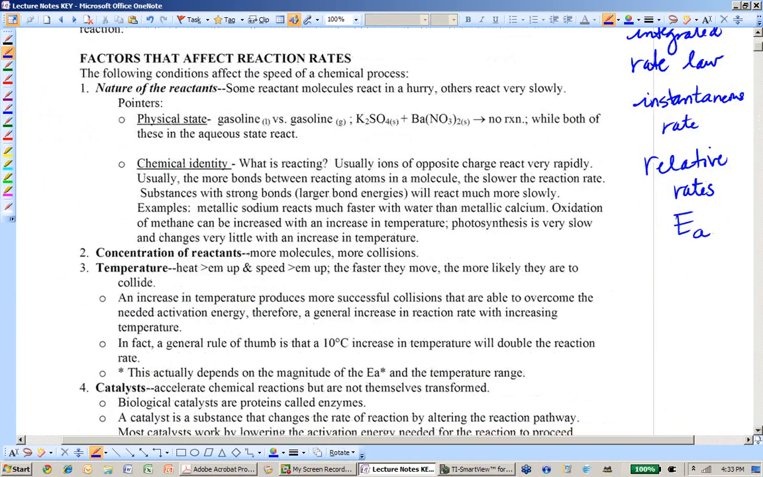So let's talk about some obvious things. Factors that affect reaction rates. This is common sense stuff. You already know a lot of this stuff. The following conditions affect the speed of a chemical process, one of which is the nature of the reactants. We're going to collide here. We've got to collide. We've got to smack these molecules together like bumper cars, but this time we actually want the bumper car to be broken. So we want to break bonds. We want new bonds to form, and I remind you that it requires energy to break a bond, and energy then is released when new bonds form.